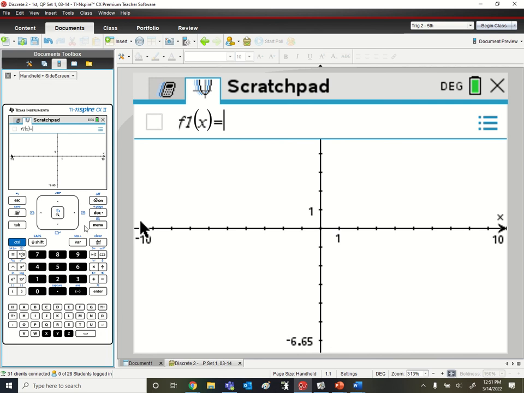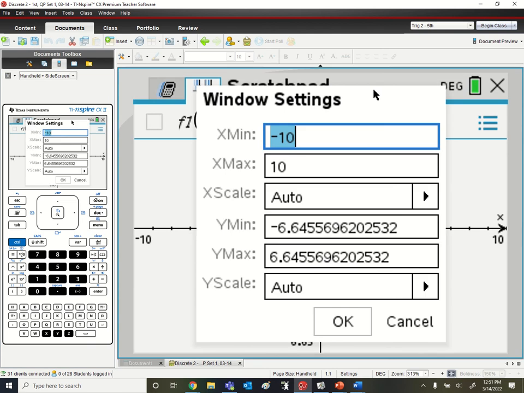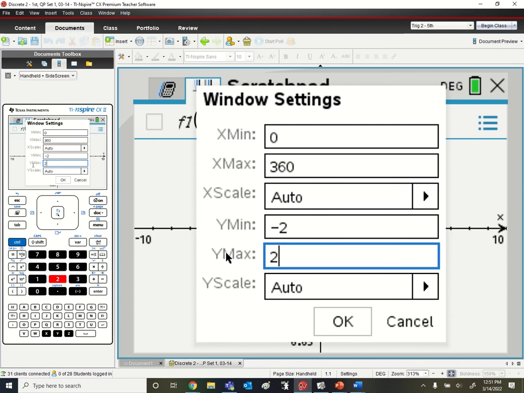Now, menu, right? Did we write down these steps to get here? I'm hoping. So, menu, window, window settings. What was my minimum? 0. What's my maximum? 360. Very good. And for the Y min, I use -2, Y max +2, because all my answers are going to be around the x-axis. So I don't need it to be that big, because otherwise it's going to make everything stretch where I can't see it very well.